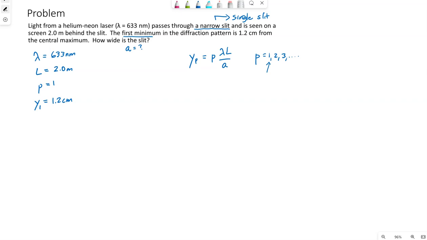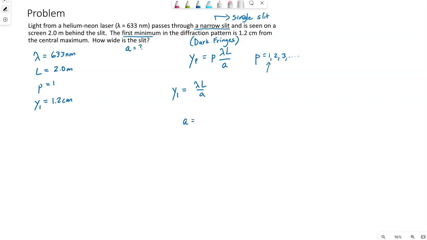So if you recall or look at the test notes, the equations that are listed have to the right dark fringes in parentheses. So Y sub P here tells us where the dark spots are located. So the first minimum is Y1, and that occurs when P is equal to 1.